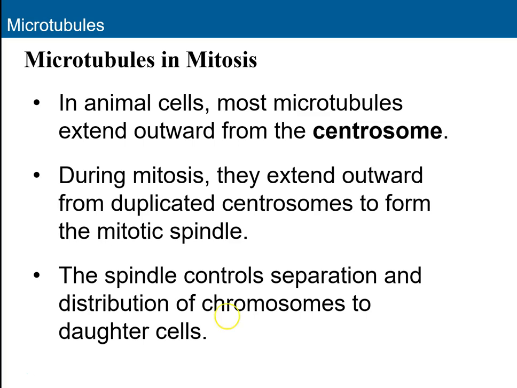Most microtubules will extend from the centrosome. We've learned about the centrosome before. During mitosis, these microtubules extend out from the duplicated centrosomes to form the spindle. If a cell is going to divide, it will duplicate that centrosome. Those two centrosomes move to opposite ends of the cell, the opposite poles, and then you have microtubules extending out.